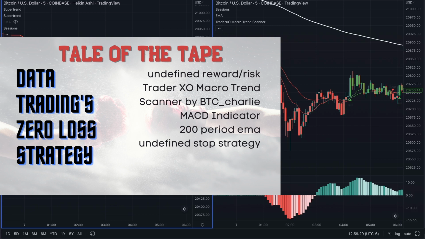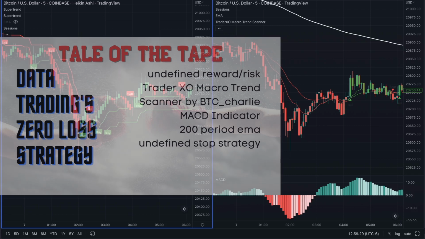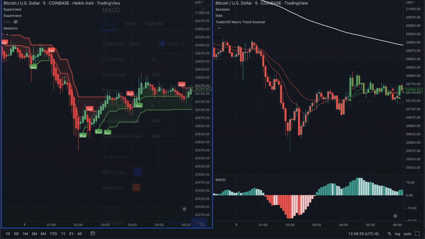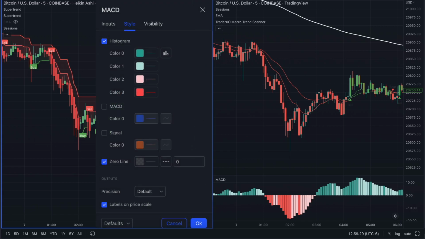It features the Trader XO Macro Trend Scanner by BTC Charlie there on TradingView, and a modified MACD indicator that will pop up the parameters for you here in just a few minutes. And also a 200 period EMA to suggest where the trend's headed so you don't go against the trend of the 200 period EMA.